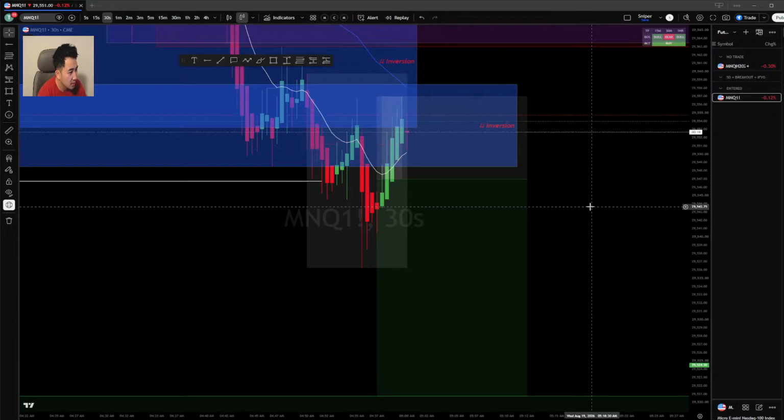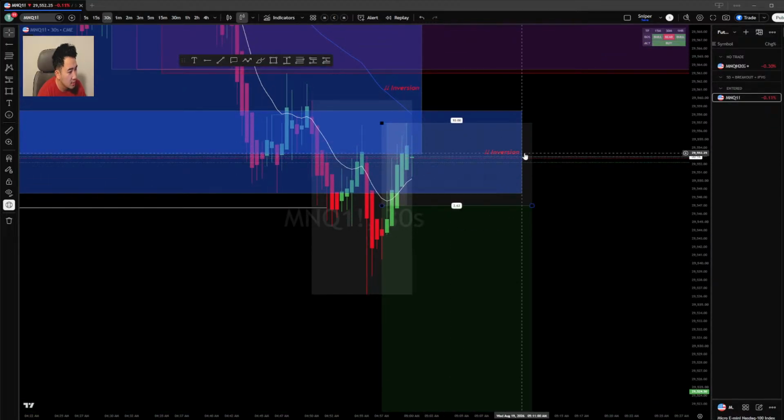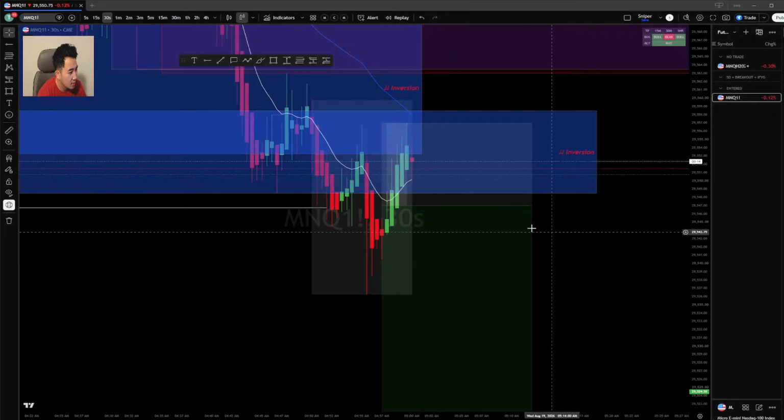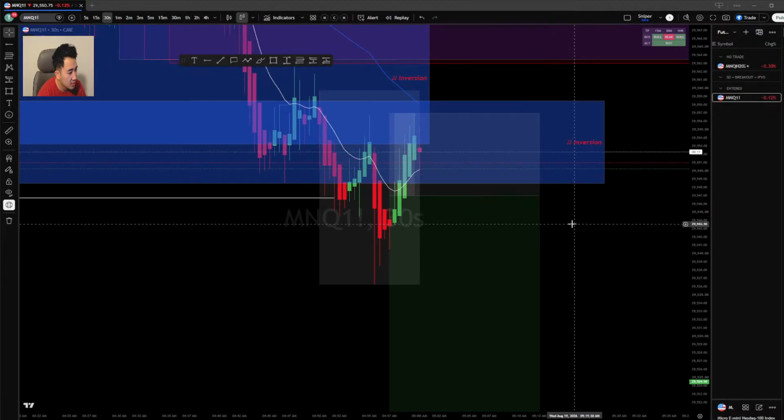See if we can get a re-entry if this holds. The zone has to hold. Need a candle close, body close below this 13 EMA here.